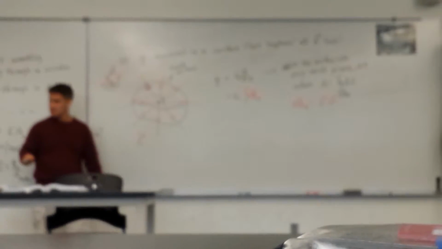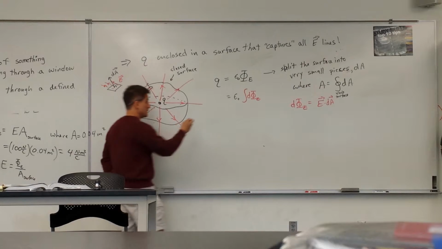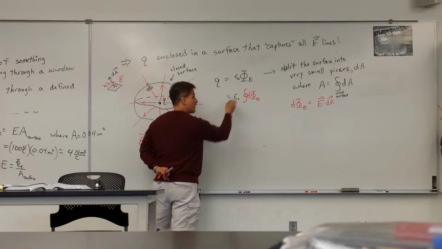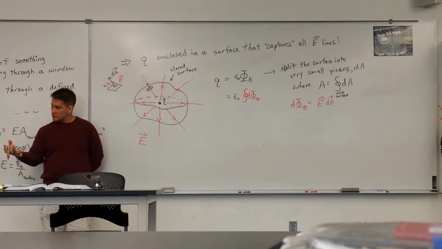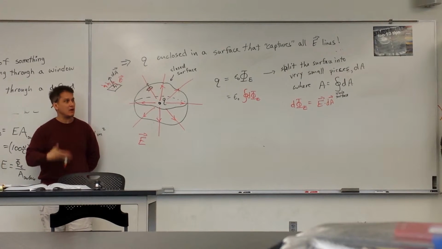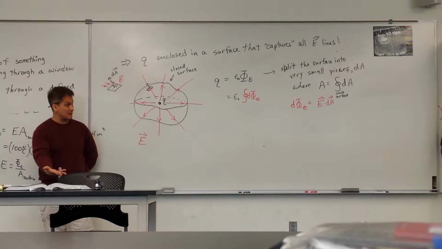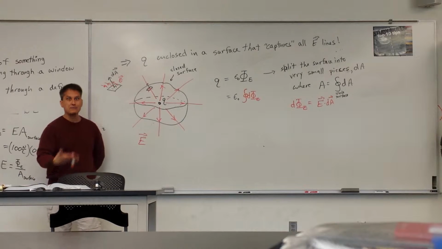fluxes over the whole surface. I gotta add all of them. If I don't catch all of the field lines with my surface, then it's not helpful. I need all of them. So if I only get part of them, then I'll underestimate my flux, I'll underestimate my electric charge. So I just gotta account for everything. Gotta round up the cats.